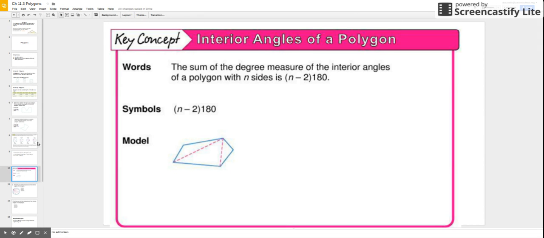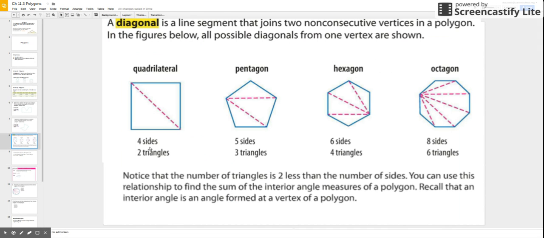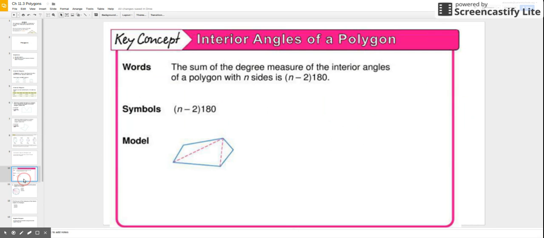And if you notice, the number of triangles is 2 less than the number of sides. Okay, so if you're given a word problem that says, how many interior angles are in a hexagon, there are 2 less triangles than the number of sides. So if you know that a hexagon has 6 sides, there are 2 less triangles. So you do 6 minus 2 to get 4. That's true for any polygon. So there's a formula, n minus 2 times 180 to get the sum of your interior angles.